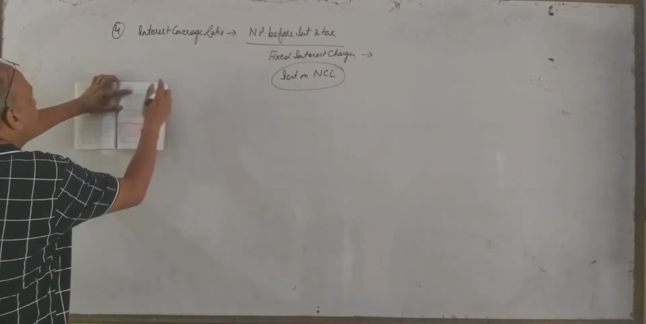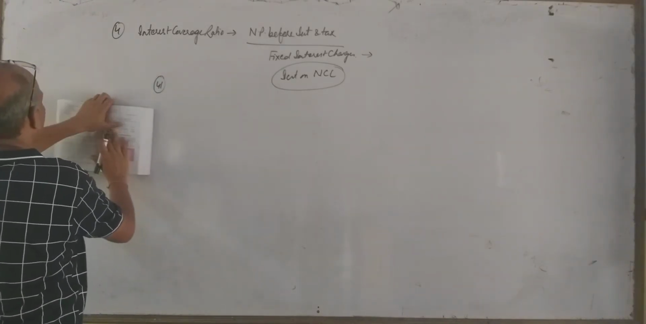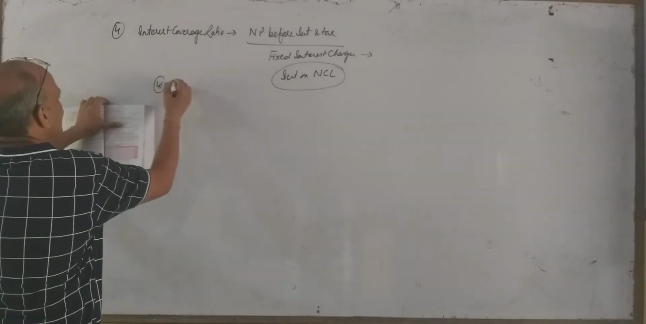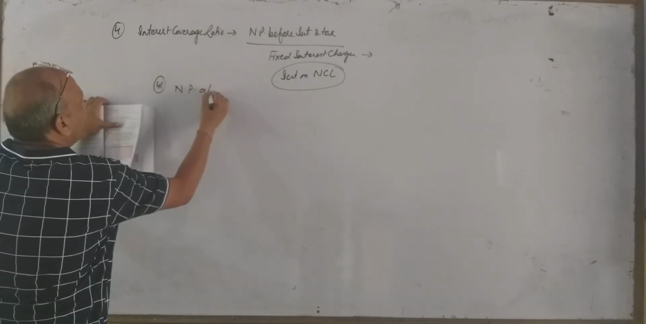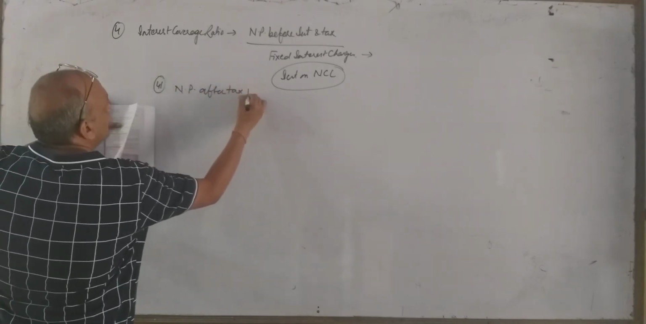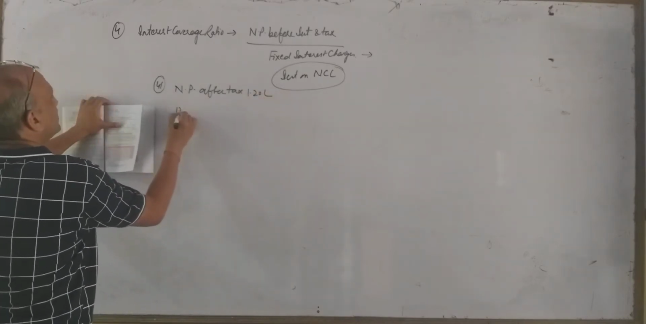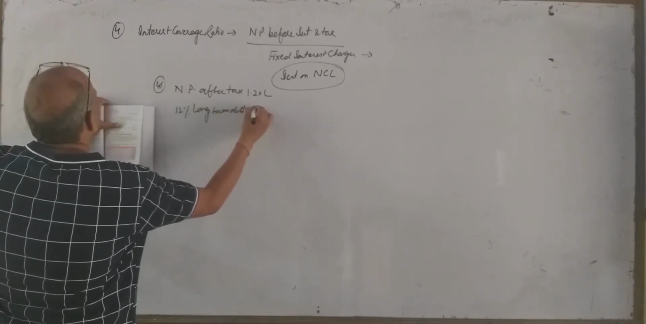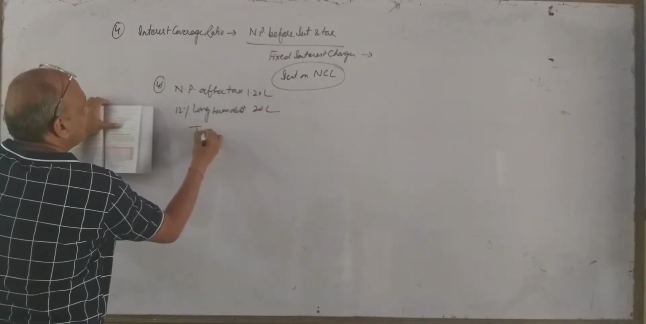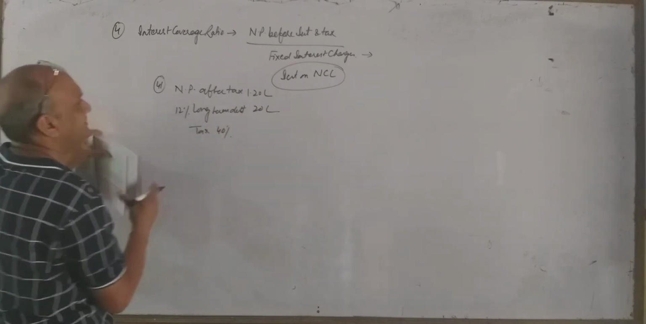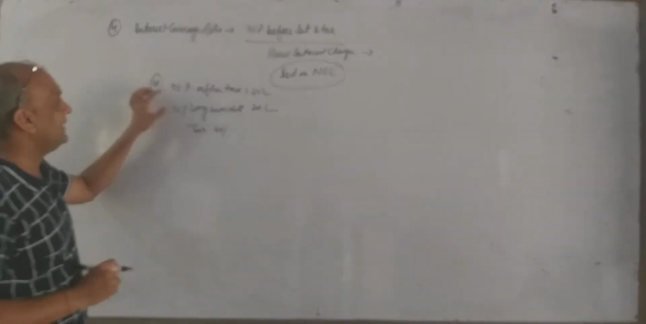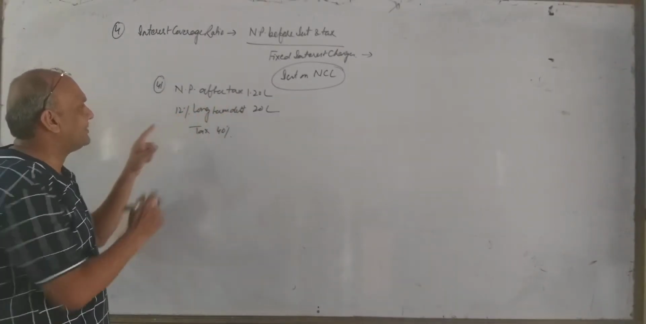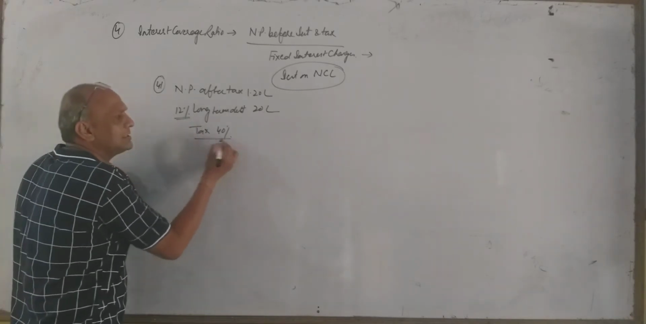How is it? Let us do. We are doing sum number 41. It is given that, calculate interest coverage ratio. Information are: net profit after tax 1,20,000, 12% long term debt is 20 lakh rupees, and tax rate is 40%. Now see, we have been given three items: net profit after tax, long term loan 12%, which is the interest rate, and this is the tax rate.